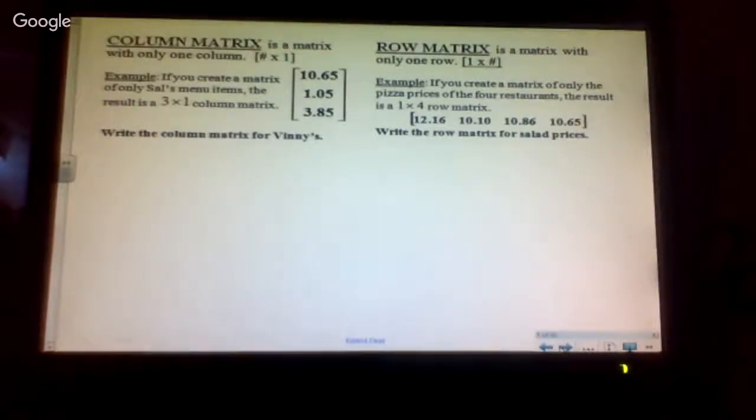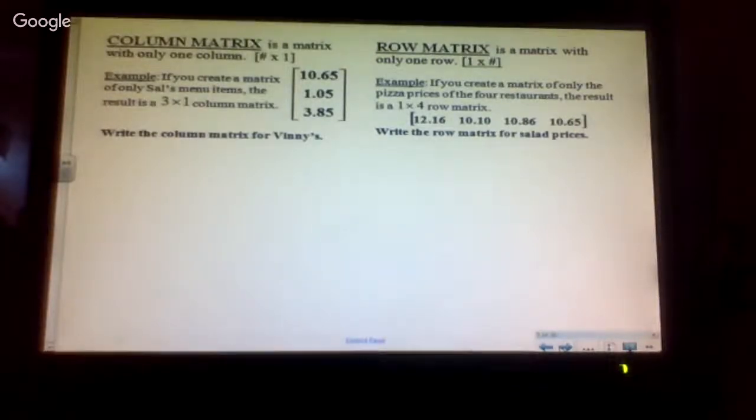Okay, we have 2 types of specialty matrix. One is called a column matrix. It can have as many rows as you want, but has 1 column. So if you create a matrix using Sal's menu items from that previous matrix on the front page, it results in a 3 by 1 column matrix.